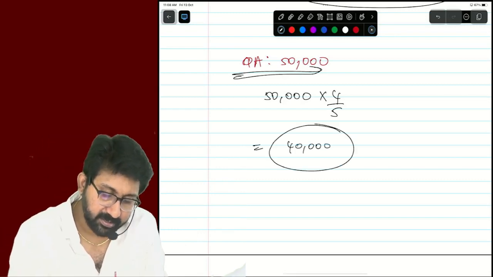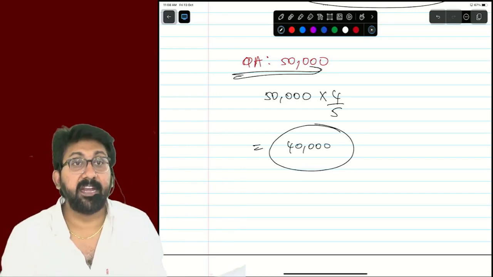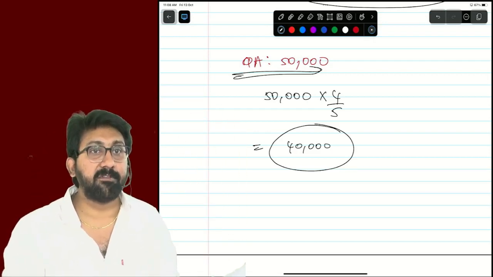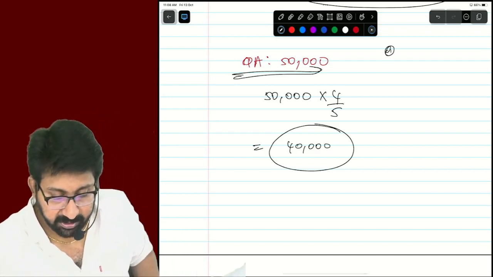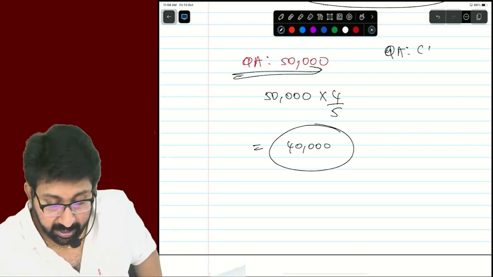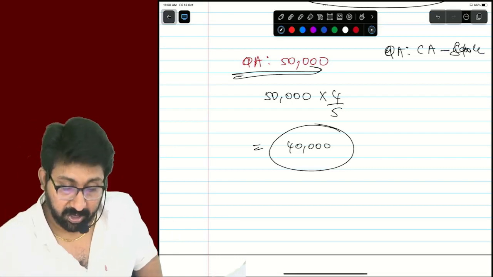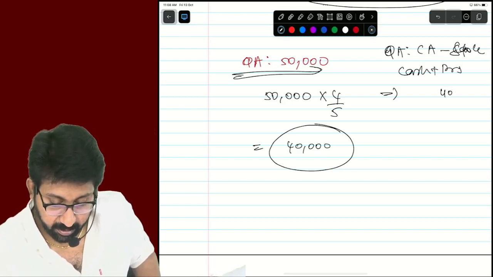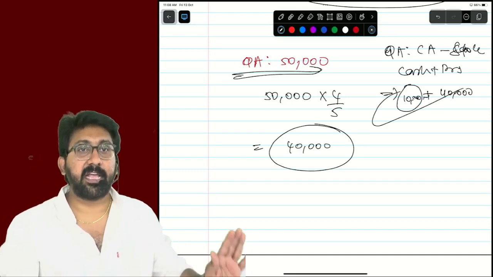What is 40,000? This 40,000 will be the debtors. Of the quick assets, 40,000 is debtors, which means 10,000 will be the cash. How much is the cash balance? 10,000. Tell me the formula for quick assets. I am not asking for the quick ratio, I am asking for quick assets. Current assets minus stock. This is one way. Or you can also do cash plus debtors. Debtors are 40,000, and the balancing figure, cash, is 10,000. That's how we calculated the cash balance and debtors balance.